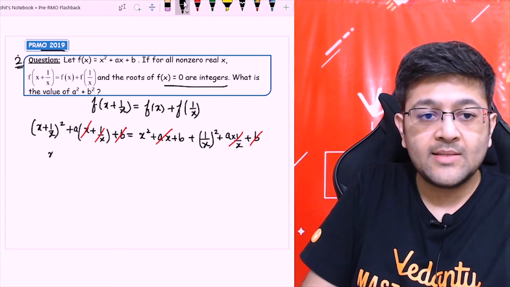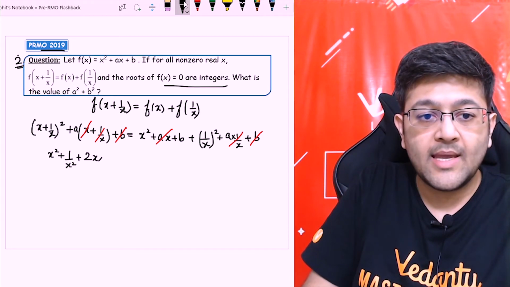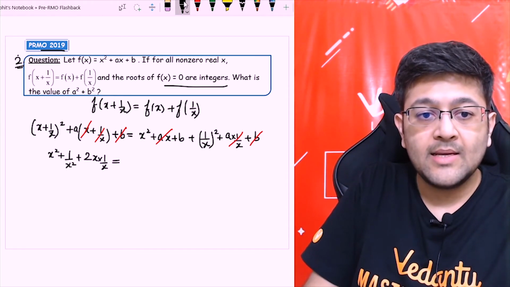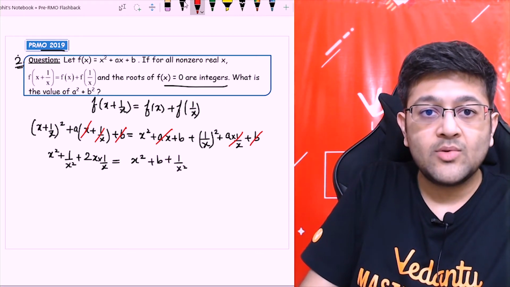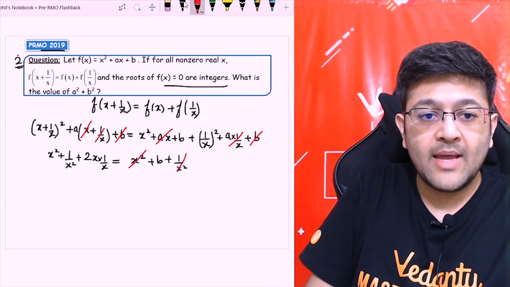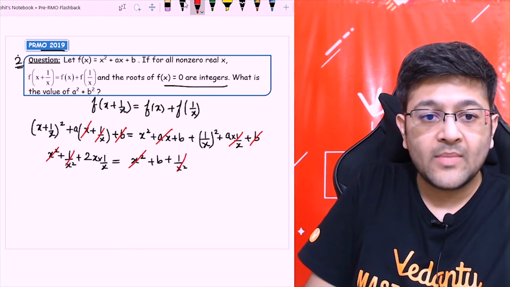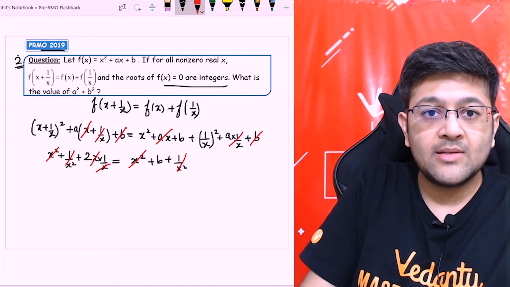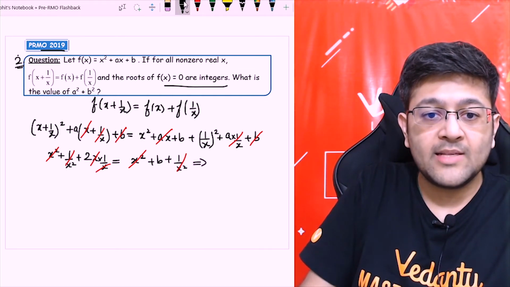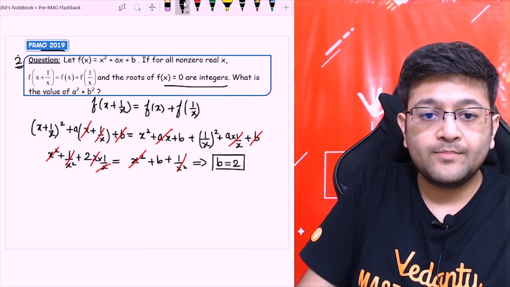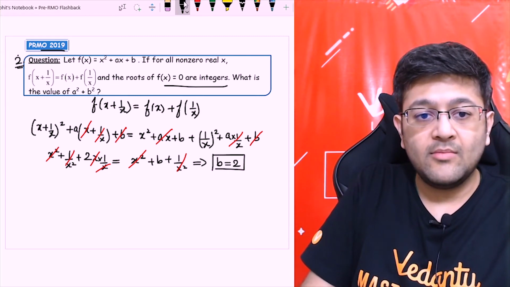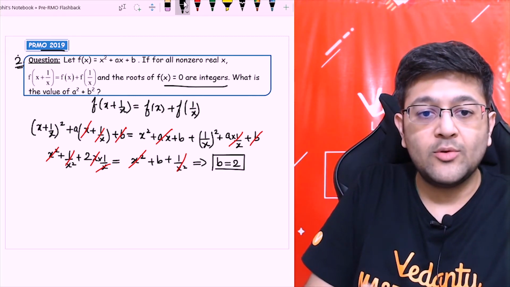Let's expand this. x square plus 1 upon x square plus 2 times x into 1 by x is equal to x square plus b plus 1 by x square. So as you can see further, x square and 1 by x square will also get cancelled, and this x and x will also get cancelled. So children, it has become very easy. We have found the value of b, that is equal to 2, right? The b value is coming out to be equal to 2.